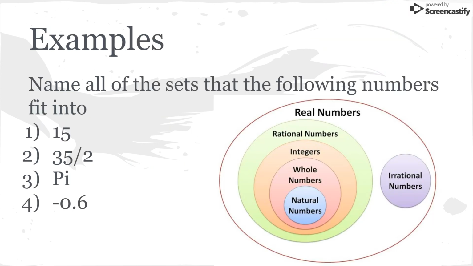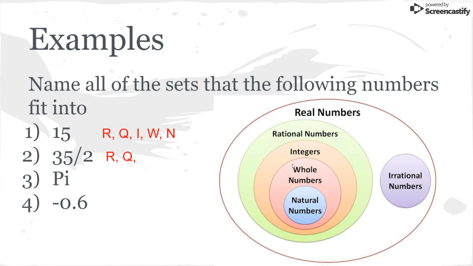Some examples. Let's name all the sets that the following numbers fit into. Okay, so pause the video, fill these out, see if you get them. Okay, 15. You should have had they're real, it's rational, it is an integer, it's whole, and it's natural. So pretty much all of them on this side.